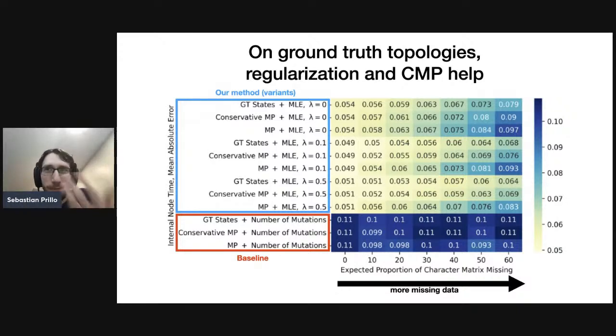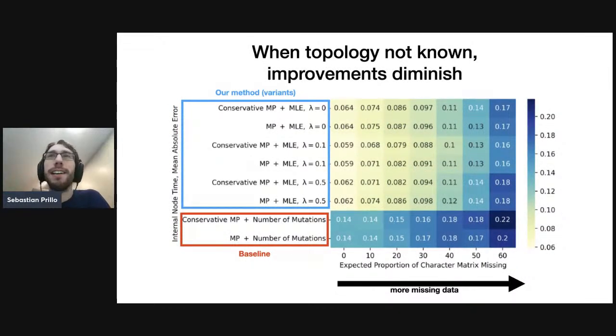Now, okay, this looks really good. But the problem is, in real life, we do not know what the topology is. We need to estimate that. So what happens when you estimate it? Well, when you estimate it, things get worse, and these benefits do diminish quite a bit. In blue, again, we have our original method, the variance. Since we're now estimating the topology, there's no notion of ground truth states. And for this metric that we compute, that is based, again, on the time of the internal nodes, it's a little bit more nuanced now that we do not know the ground truth topology. You'll observe that, again, using conservative maximum parsimony still does a little bit better than using naive maximum parsimony, and also that using some amount of regularization tends to help. But the improvements definitely diminish compared to the known topology.